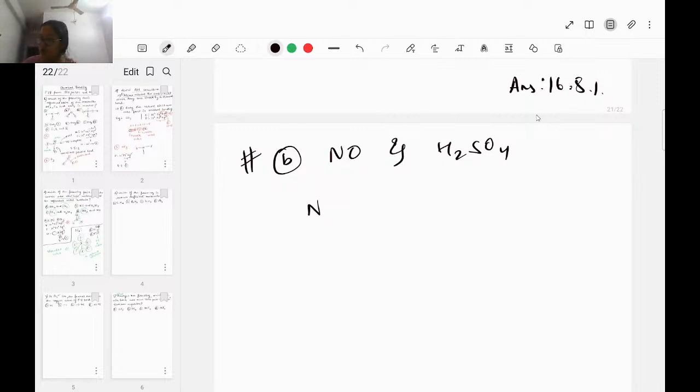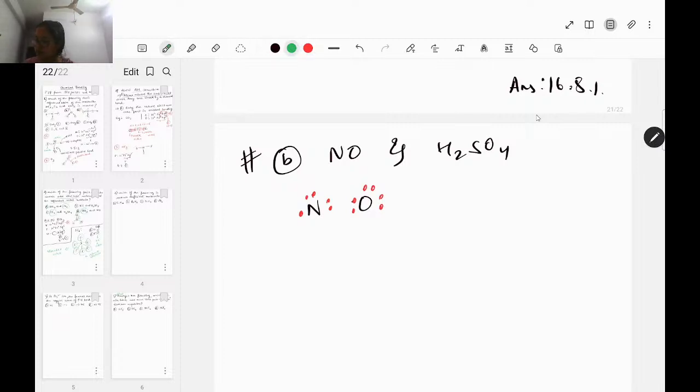So how does NO look like? Nitrogen, I have mentioned a lot of times, has 5 valence electrons. 1, 2, 3, 4, 5. Very clearly you can see over here. And oxygen has 6 valence electrons. Oxygen requires 2 valence electrons to complete its octet and nitrogen requires 3 valence electrons to complete its octet. So let us complete the bonding over here. 1, 2, 3, 4, 5, 6.